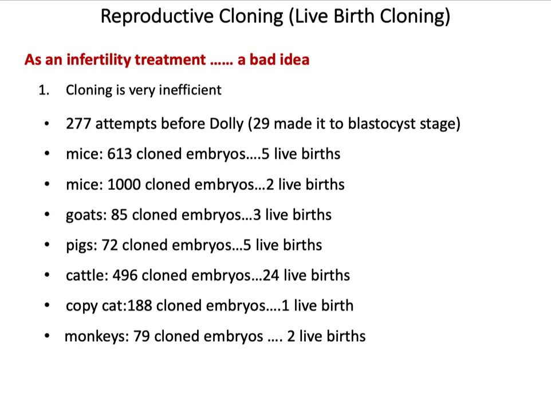And you can see here the inefficiency of cloning in other animals. In one study, it took 613 cloned mouse embryos before they got 5 live births, and in another, they had 2 out of 1,000. In a study on goats, they produced 3 out of 85, pigs 5 out of 72, cattle 24 out of 496, and CC, the first cloned cat, only 1 live birth after 188 cloned embryos. And for the monkeys that were cloned a few years ago, only 2 were produced from 79 embryos. So it's a rather inefficient process, and it really doesn't make sense to use it as an infertility treatment.